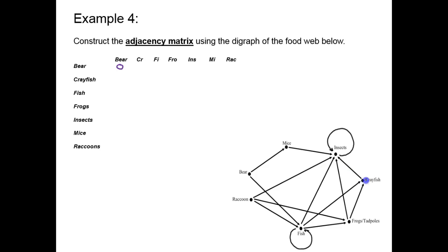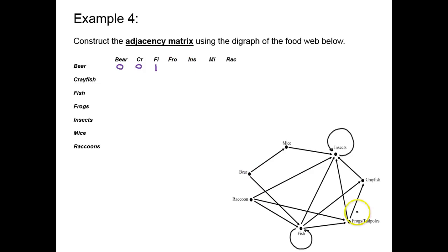Do bears eat crayfish? No, bears do not eat crayfish. There's no arrow there. Do bears eat fish? Yes, they do. There's an arrow from bear to fish. So yes, bears eat fish. I'll put a 1 right there. Do bears eat frogs?